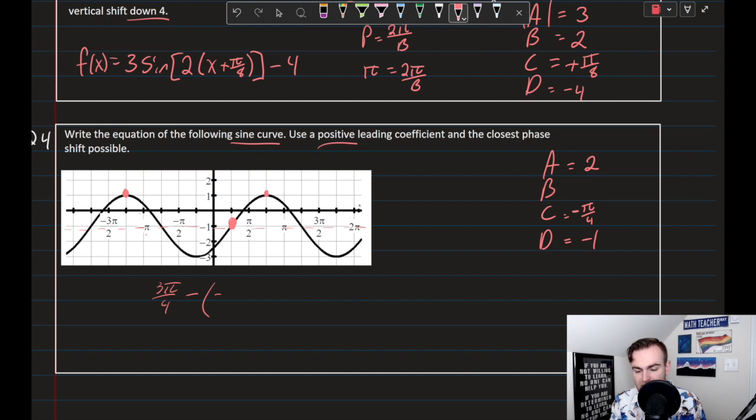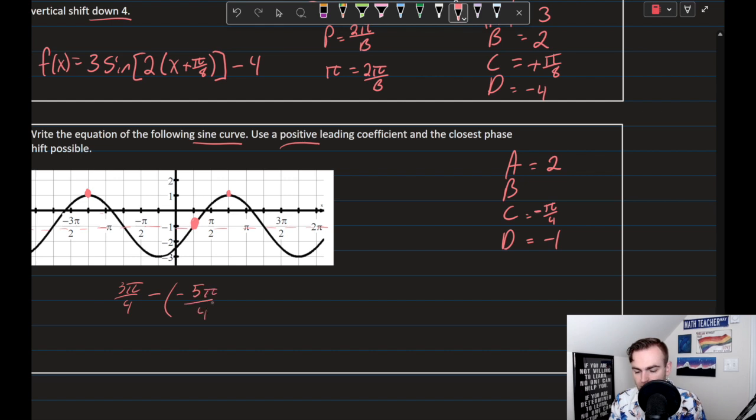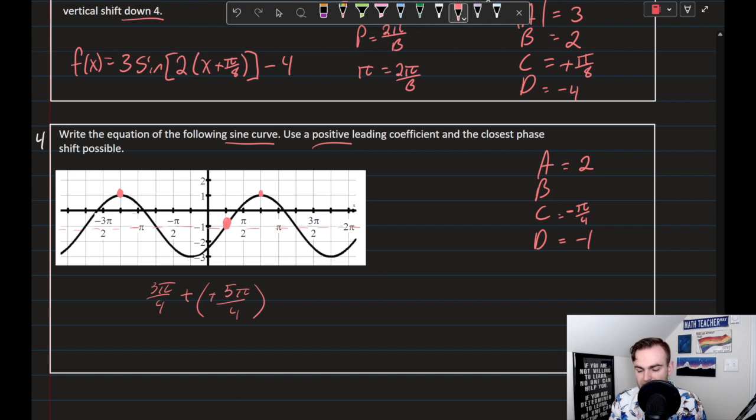In between these would be 5 pi over 4, which means that I'm adding these together. 3 plus 5 is 8. 8 divided by 4, 2 pi. And we can check that. The length of 2 pi is 1, 2, 3, 4, 5, 6, 7, 8 squares. And I have 1, 2, 3, 4, 5, 6, 7, 8 squares. So the period is actually 2 pi. It didn't change. So the b is equal to 1.